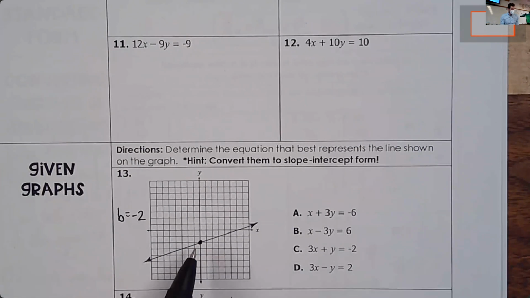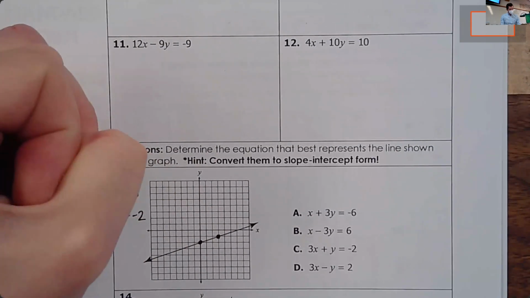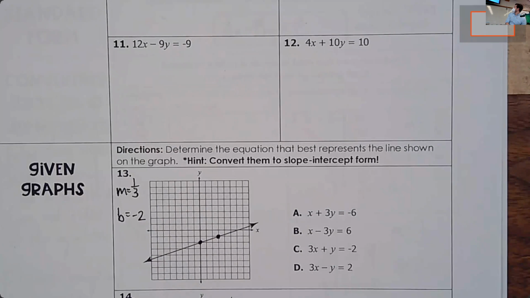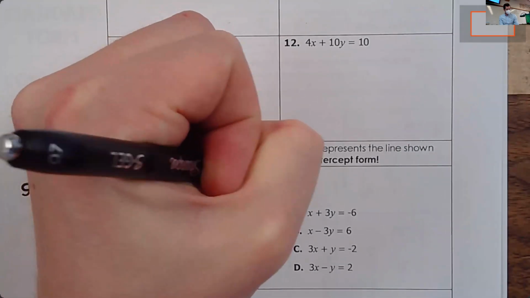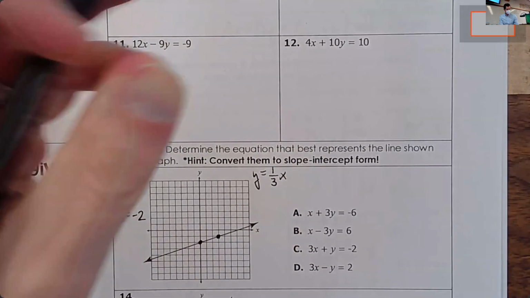Now, if I'm going left to right, we are looking for where the line goes through the corner, directly through the corner of one of the grid lines. So if we follow this line, we get to here, where that line goes perfectly through the corner of a couple of grid lines. How far up is that? How far over is it? So up 1 and over 3. So that means that our slope is 1/3. All right, so we are looking to convert to get an equation of y equals 1/3x minus 2.